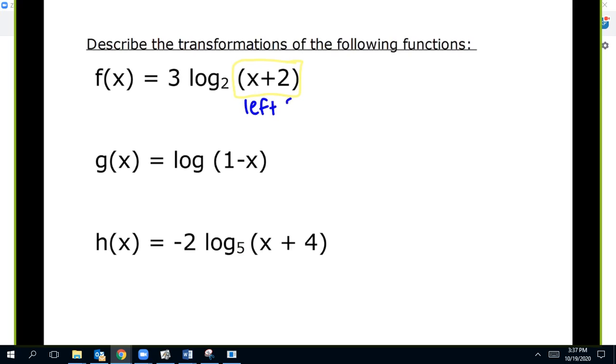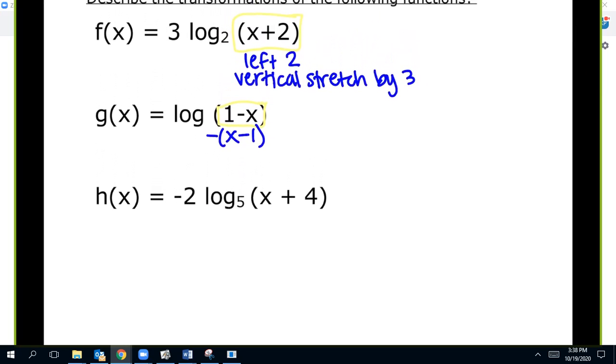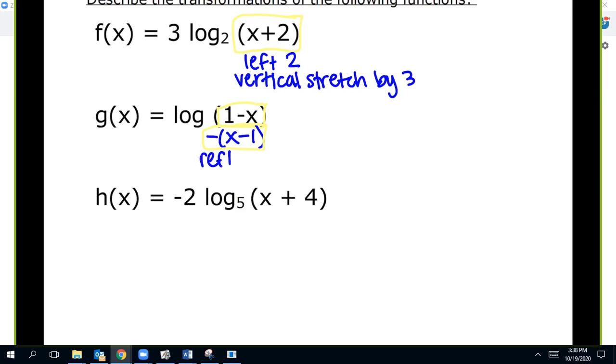So this one would be left 2, and then we have a vertical stretch by 3. This next one, this is the inside. We need to rewrite this so that we take out the negative and rewrite it like x minus 1. And so now that's really the inside. And so if we do this, we have a reflect over the y-axis and right 1.